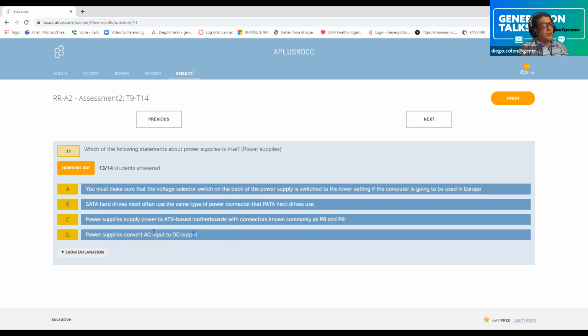Next here though is D. Hopefully we all got to that one, which is that it converts from AC to DC.